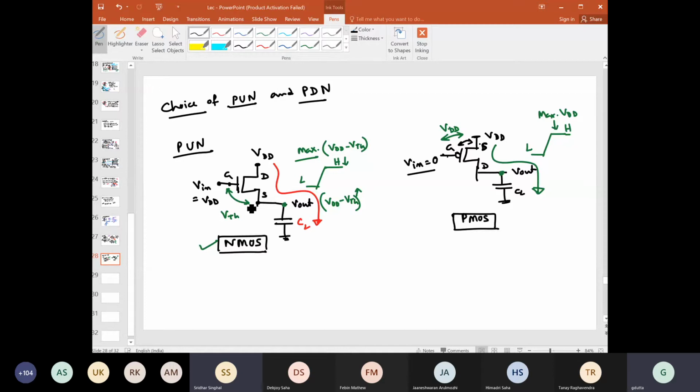Could you please repeat, Siddharth? So when V in is logic 1, or high, then V out is also logic 1. So it is not an inverter anymore. Okay, I agree with your point. It is not an inverter. I agree with you.